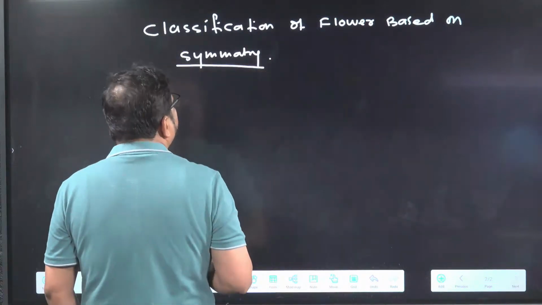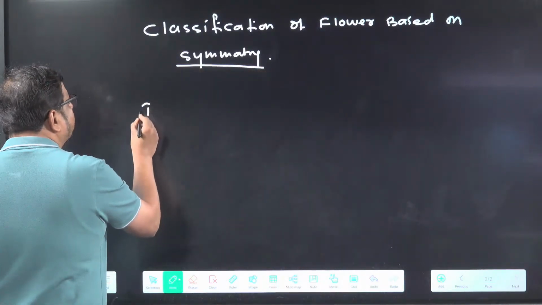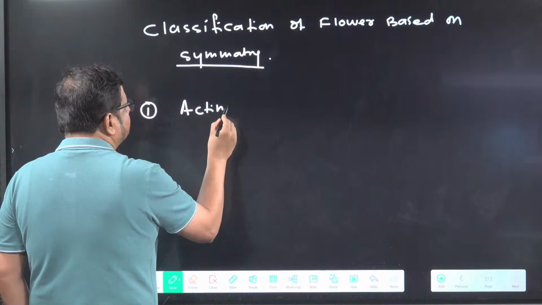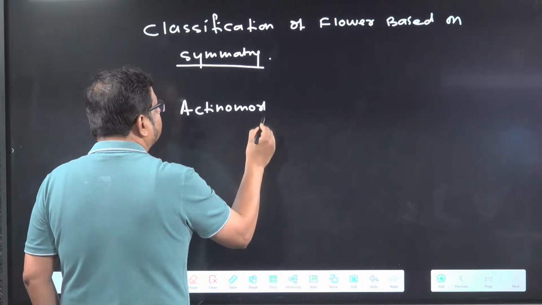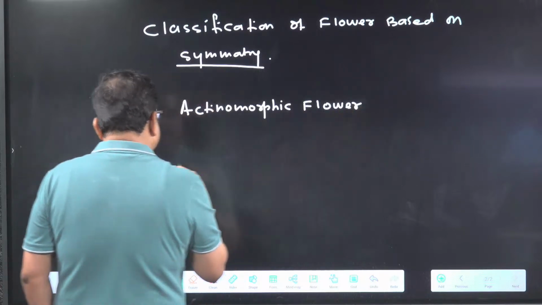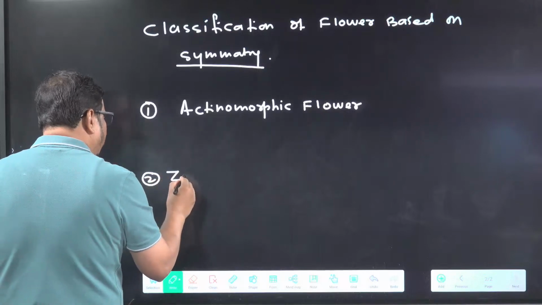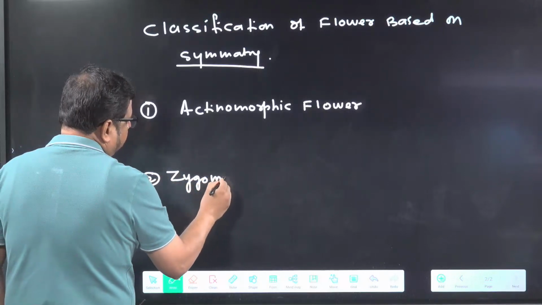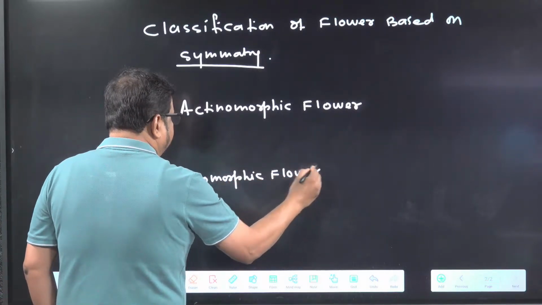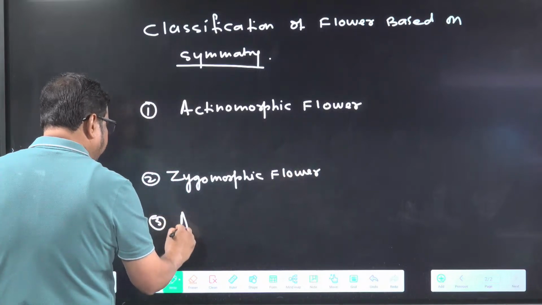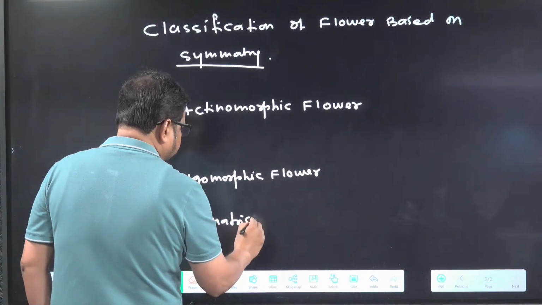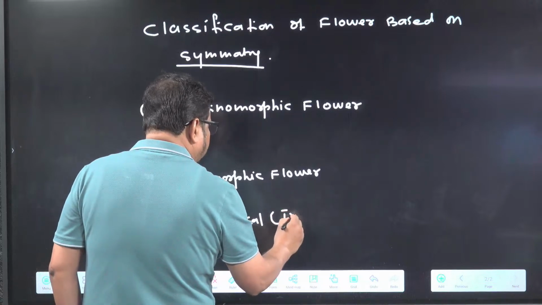Now I am coming to which one? Classification of flower based on symmetry. So three types of flower are there. One is actinomorphic flower. Another is zygomorphic flower. And the third one is asymmetrical flower, or it is also called irregular flower.